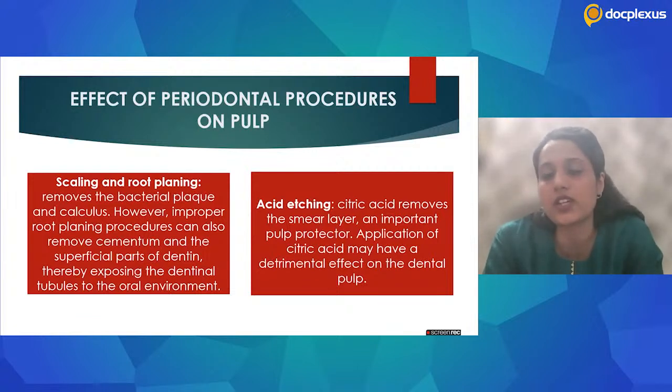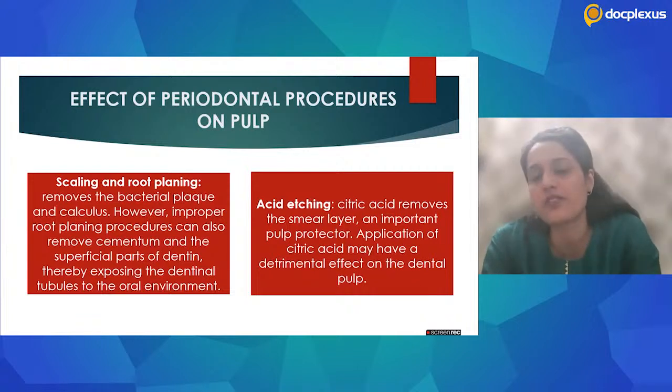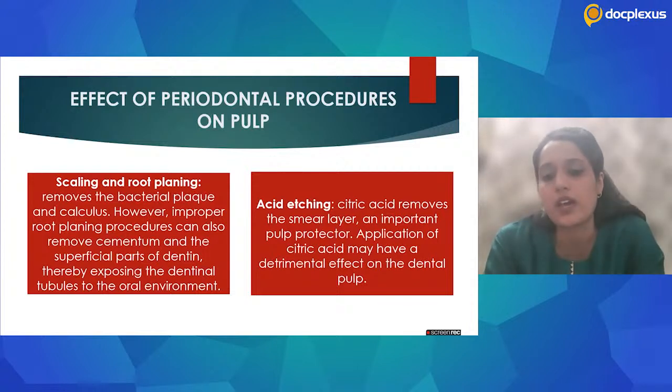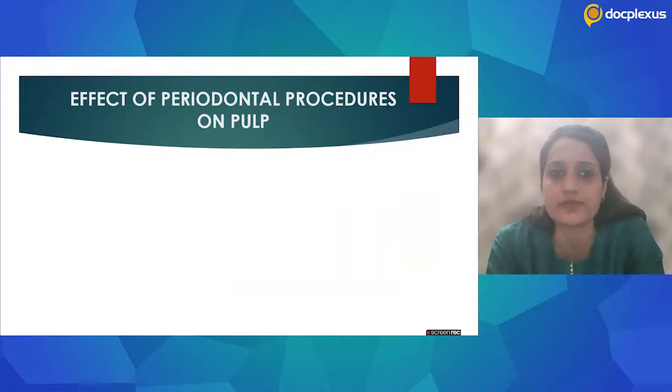Acid etching by citric acid removes the smear layer, which is a very important pulp protective layer, we all know. And application of citric acid may have a detrimental effect on the dental pulp. If during any procedure it is very close to the pulp, if there is a very thin layer of dentine and we are etching it with acid for a longer period of time or with not very good concentration, then definitely the pulp is going to get affected.